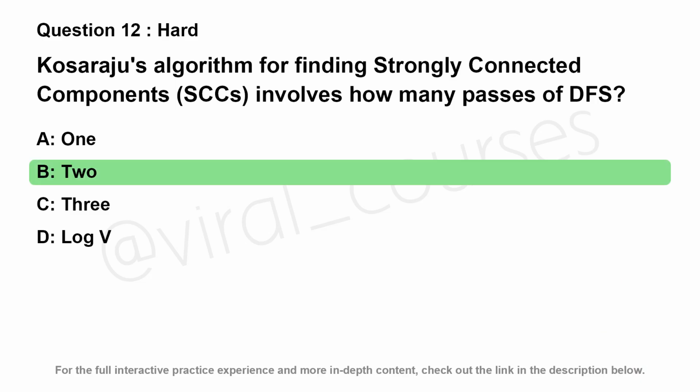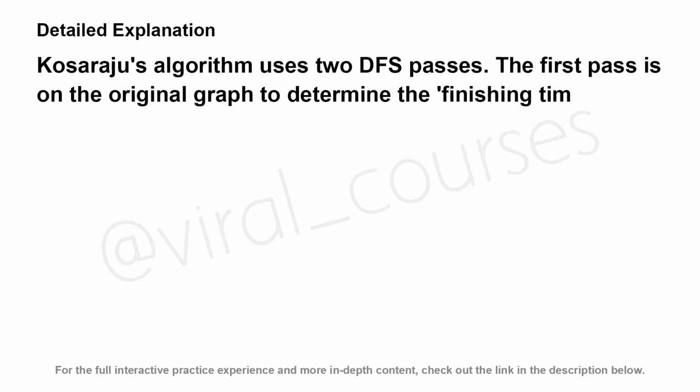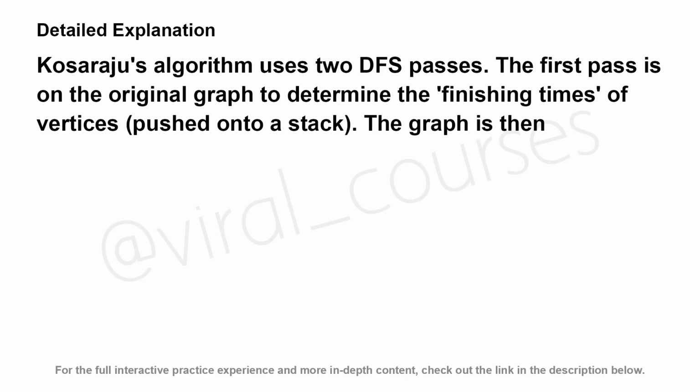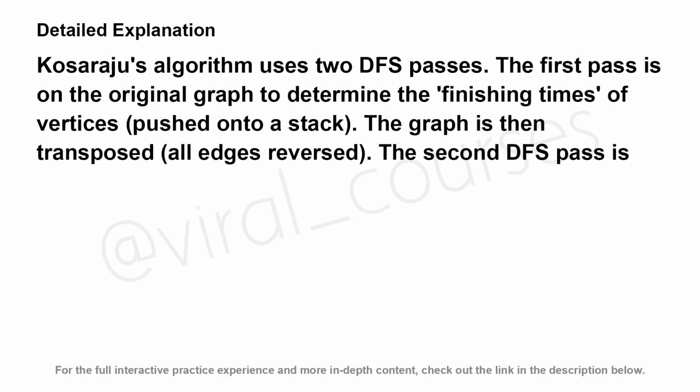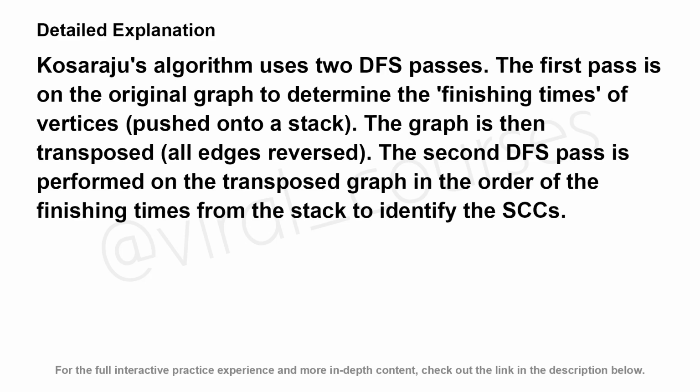The correct answer is B. The algorithm uses two DFS passes. The first pass is on the original graph to determine the finishing times of vertices, pushed onto a stack. The graph is then transposed, with all edges reversed. The second DFS pass is performed on the transposed graph in the order of the finishing times from the stack to identify the SCCs.